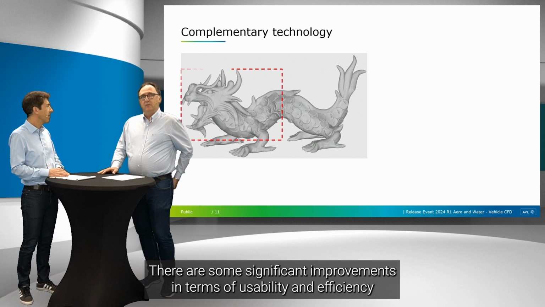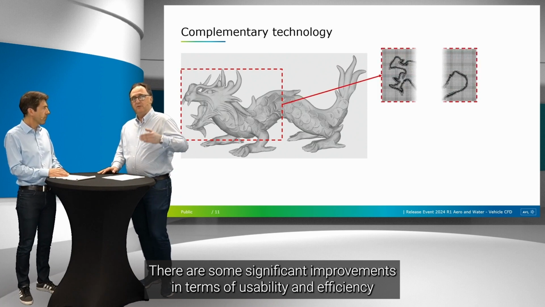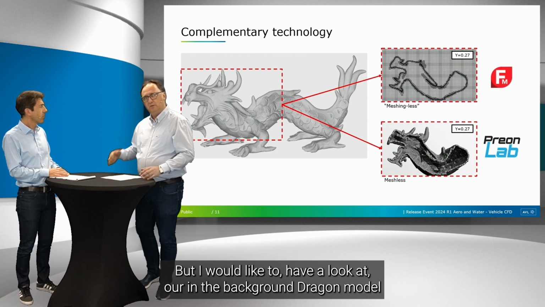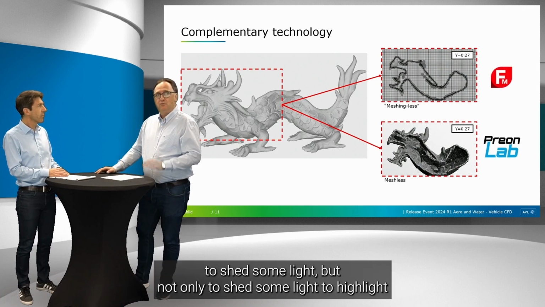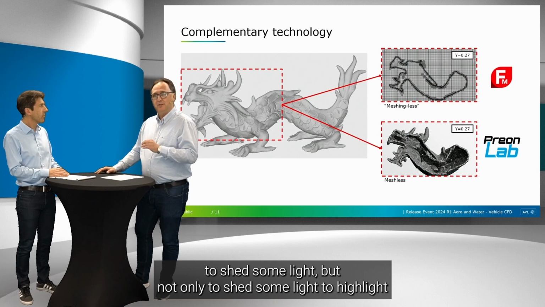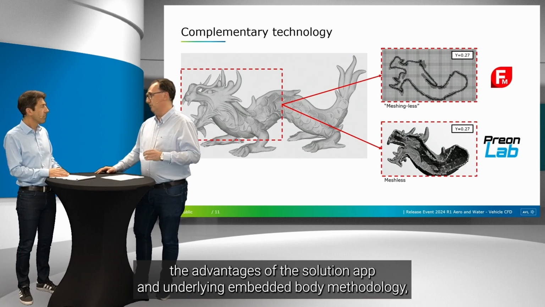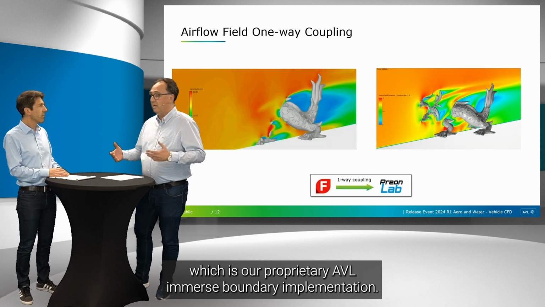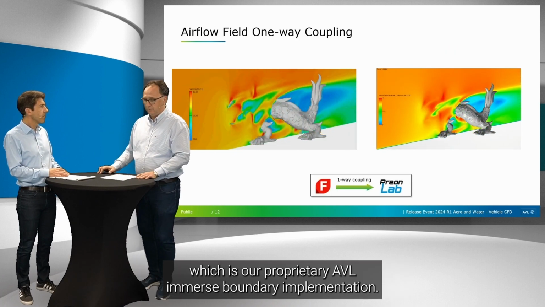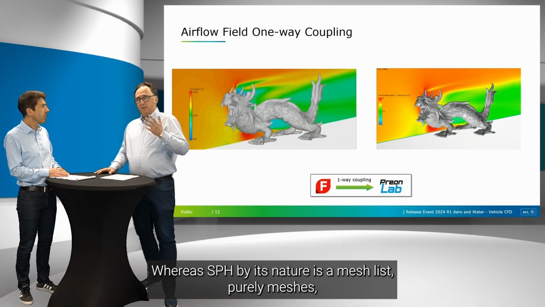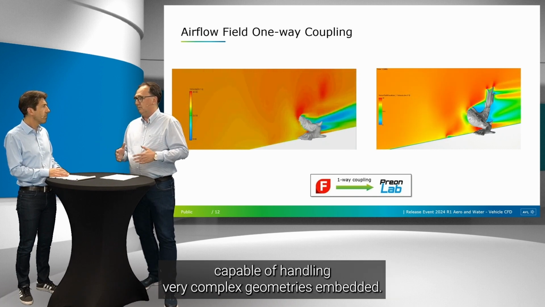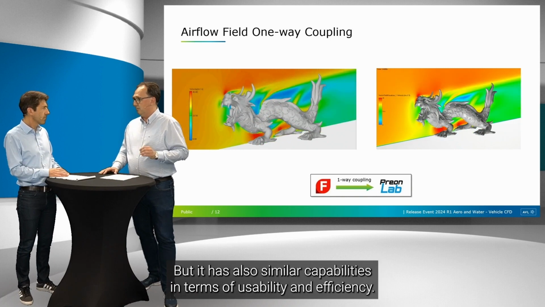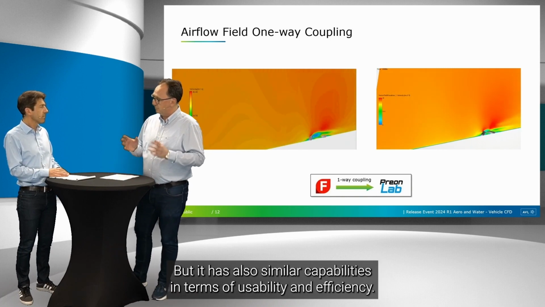Exactly. There are some significant improvements in terms of usability and efficiency in this respect, but I would like to have a look at our Dragon model in the background, not only to shed some light, but to highlight the advantages of the solution app and the underlying embedded body methodology, which is our proprietary AVL immersed boundary implementation. Whereas SPH, by its nature, is purely meshless, capable of handling very complex geometries, embedded body has similar capabilities in terms of usability and efficiency.